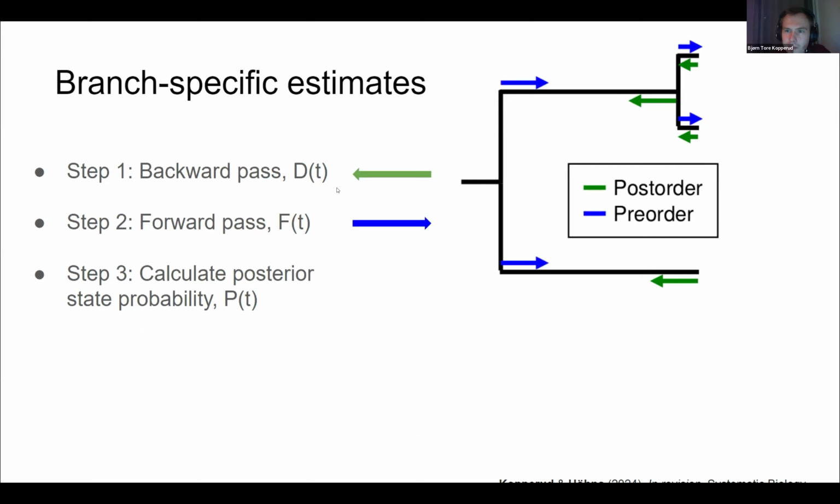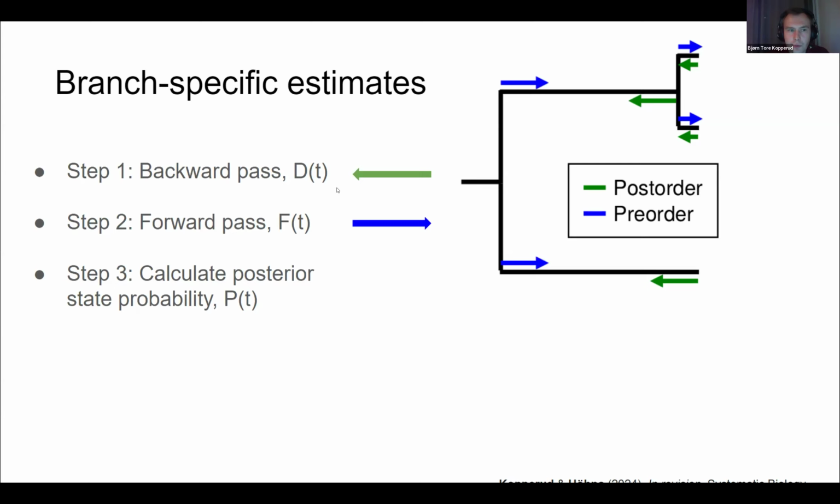To estimate branch-specific rates in Pesto, we use what's called a backwards-forwards approach. In step 1, which is represented by the green arrows, we calculate the probability density of observing the tree. We do this by starting at the tips of the phylogeny, and then we iterate towards older nodes in the tree, and then we reach the root of the tree. This is also called a post-order tree traversal.